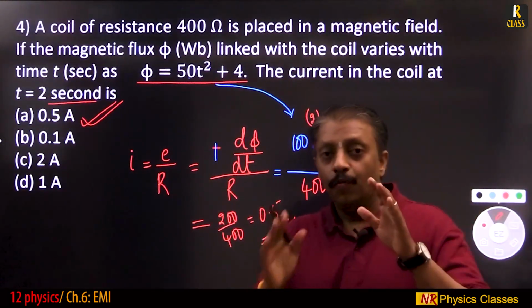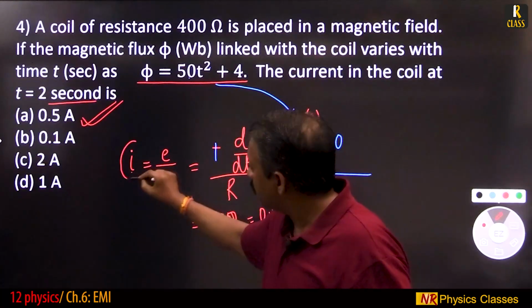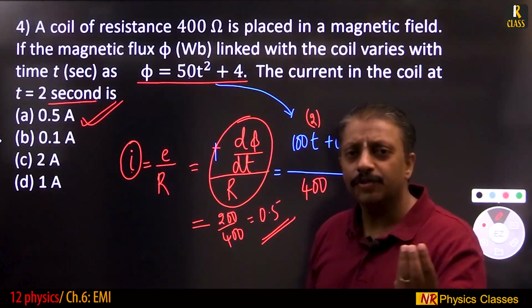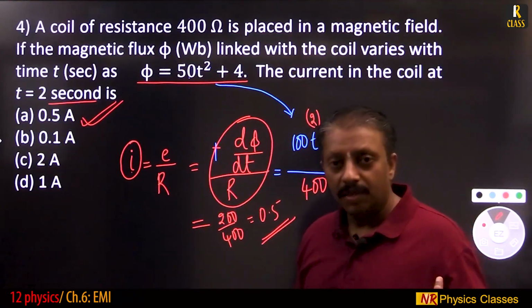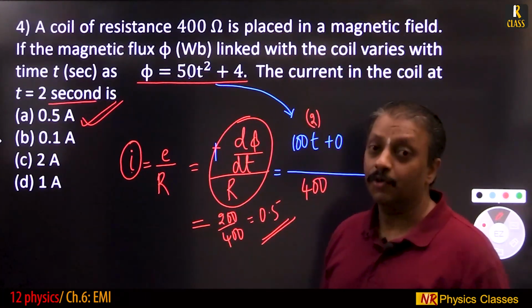So next time, when current is asked with respect to change in flux, directly go to I equal to this equation. You can save a few seconds, and you know, in multiple choice questions or in entrance exams, seconds also matter a lot. Good.